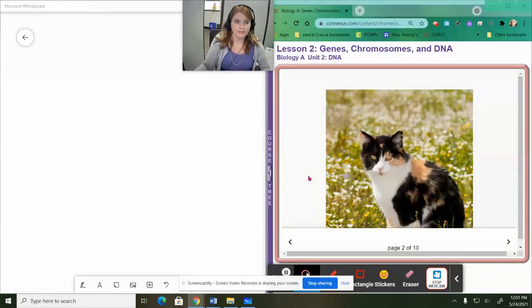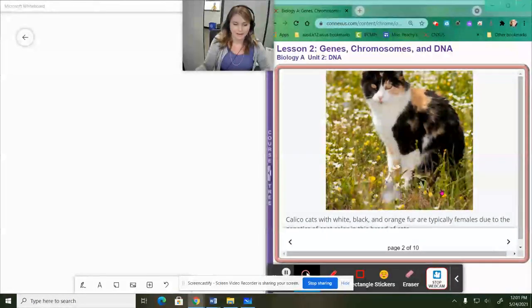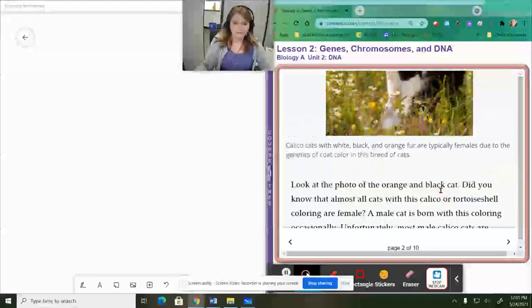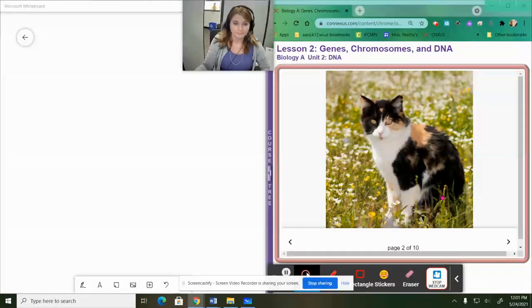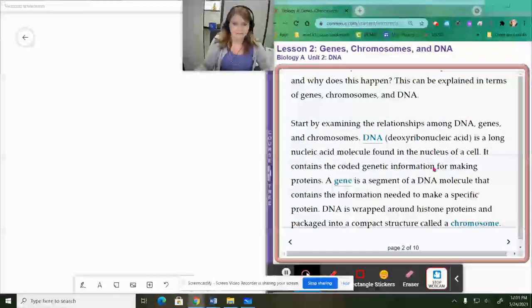So we are in Unit 2, Lesson 2 of Biology A. This is your first real content-specific lesson, and you'll see a picture of a calico cat here. She's very pretty and looks like a beautiful spring day where the calico kitty is sitting. It says that most calico cats are female, and we know this because of the genes of the calico cats. This is actually encoded within their DNA. So this is an introduction to what DNA actually is.